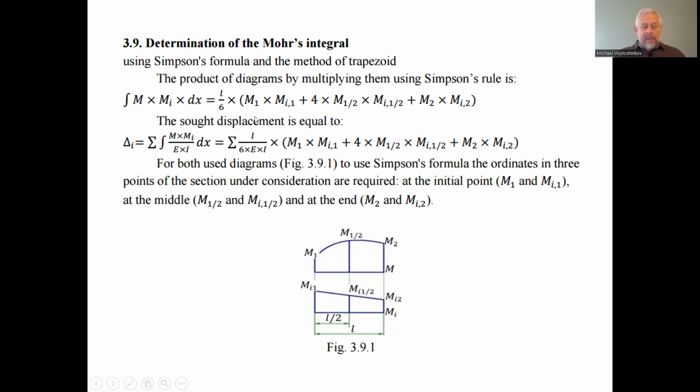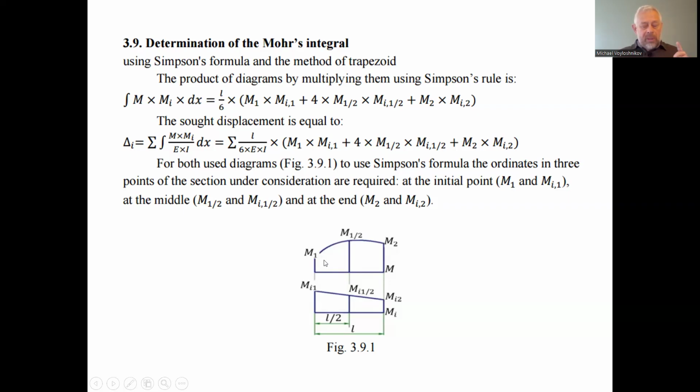The first summand is the product of the magnitude, the ordinate of the first diagram. The sequence of the diagrams is not so important in the integral. It could be the product of the diagram of the bending moment under unit force first, and the second will be the diagram of bending moment under the action of the external load and support reactions. But the first summand in the brackets is the product of the ordinates.